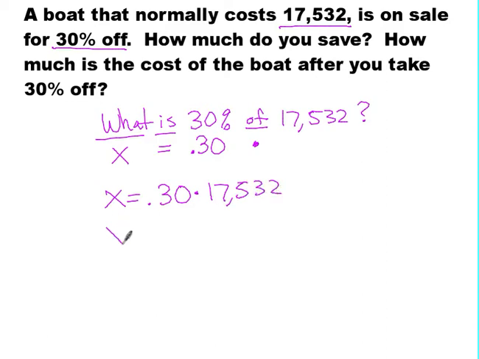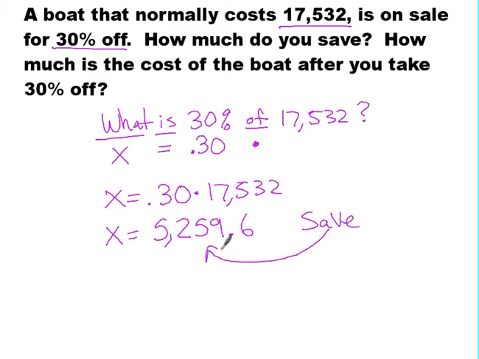So we're going to figure out x equals 0.3 times 17,532. That gives me 5,259.6. So we're talking about money here. It says, how much do you save? We're going to save a little over $5,200. All right, good. It sounds like a good sale to me.